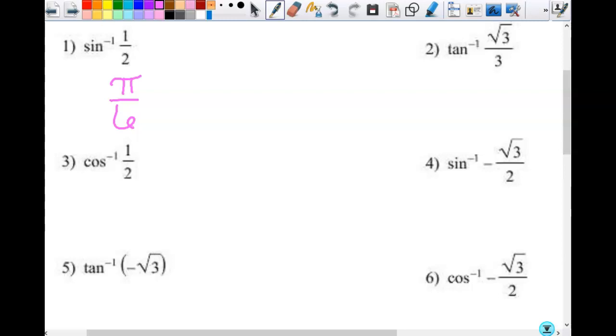All right, tangent inverse of square root of 3 over 3. So if the tangent value is the square root of 3 over 3, what is the angle? Pi 6. There's 2 3's, so it's a 6. This is positive, so it's a first quadrant angle. It is pi 6.